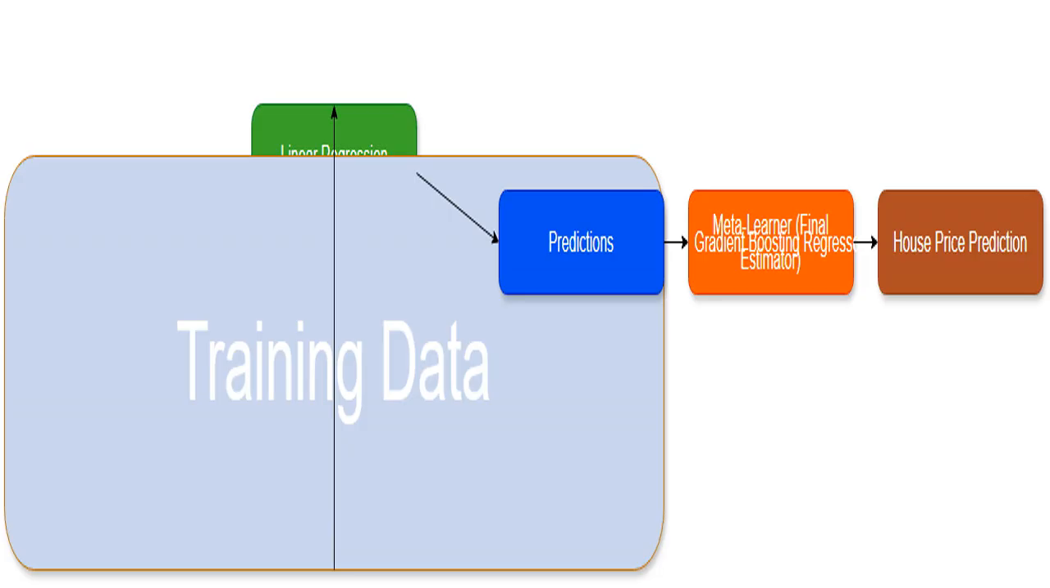I see predictions as the outputs from each of the base estimators: linear regression, random forest, and support vector regressor. These predictions are crucial because they become the input data for the final estimator, the gradient boosting regressor. Think of it like this: each base estimator gives its best guess at the house price. The final estimator then uses these guesses to make its own, even better, prediction.